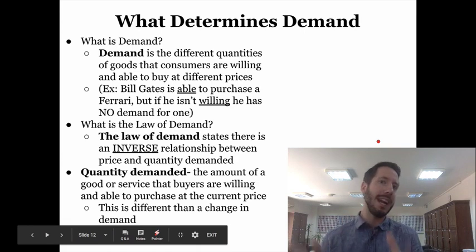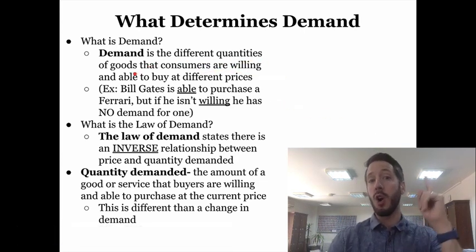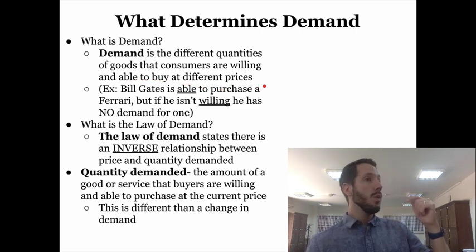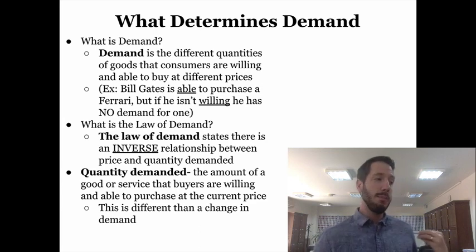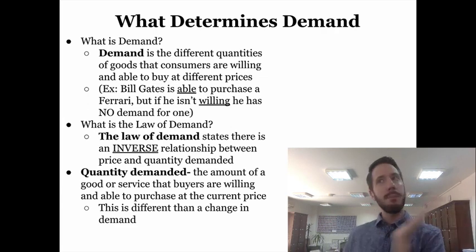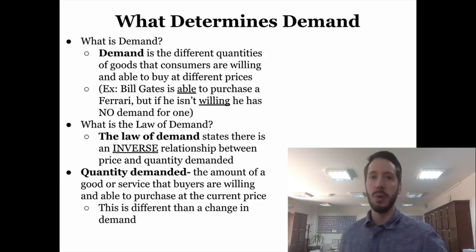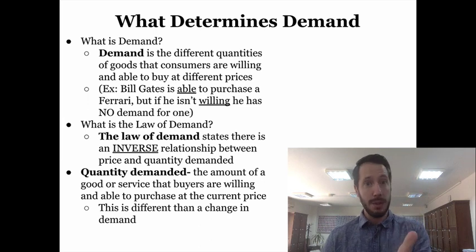Now, let's talk a little bit about demand. Demand, if we're looking for a technical term, is the different quantities of goods that consumers are willing and able to buy at different prices. So, you may have a lot of money. You might be able to buy a Ferrari, but you might not be willing to. You might not be able to buy that new phone, but you might not be willing to. You might be able to buy a Big Mac, but you're not willing to. Demand is what you are willing to buy and you are able to buy.